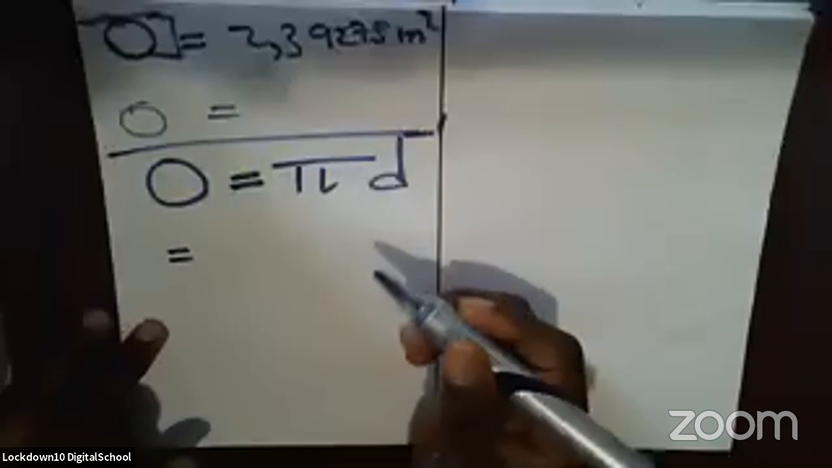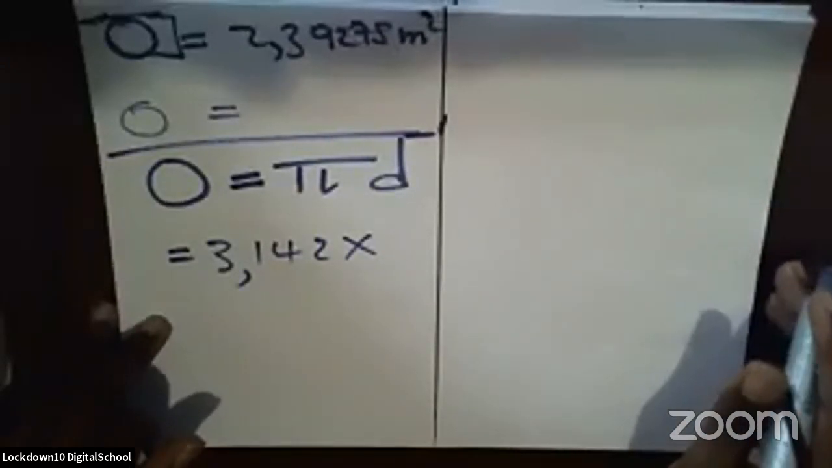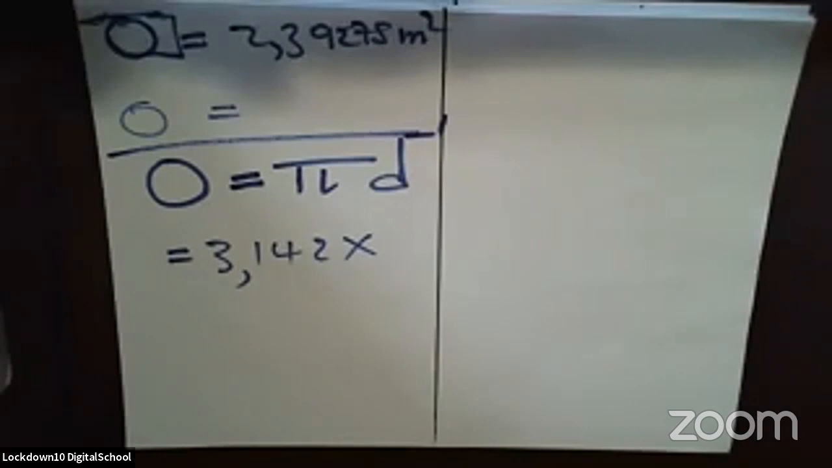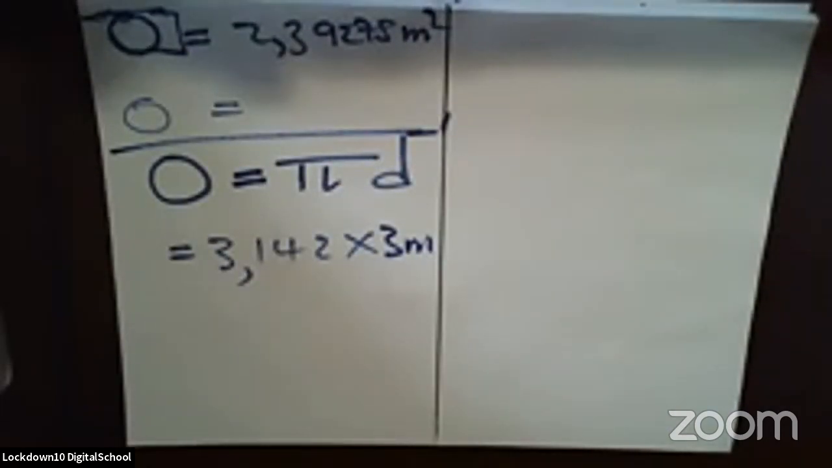circular fish pond. Okay, we are going to use 3.142 multiplied by the diameter of the fish pond. What is the diameter of the fish pond, guys? No, we are actually given the radius. The radius, that is 1.5. But here we want the diameter. Okay, do you get it, Vicky? Yes, we want the diameter. The radius is 1.5, but the diameter is 3 meters.